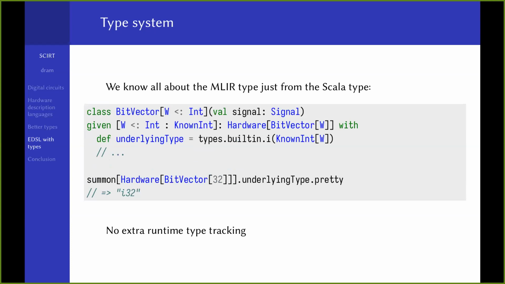So, for example, the bit vector type, like bit vector of 32, just corresponds to I32 in MLIR, and we can provide this an instance. Given here is like implicit in Scala 2, and summon, I couldn't remember the name, it's called implicitly or something. But what we're doing here is basically using the type classes feature. It's just revamped a little bit. And the underlying type is just the built-in I.